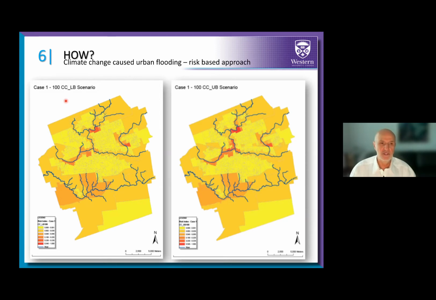We can combine the information, we can generate multiple maps. In this picture, you see the difference between a lower bound of climate change impact and the risk posed to the city. On the right-hand side, you see the upper bound, and you can see the appearance of different areas, different levels of risk, by simply running various scenarios.